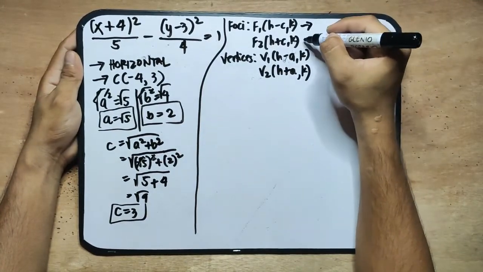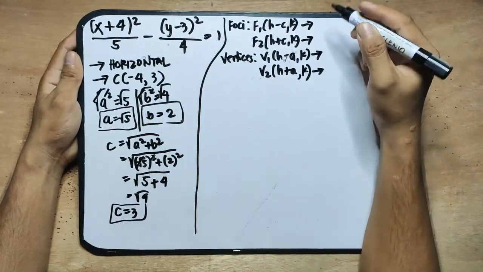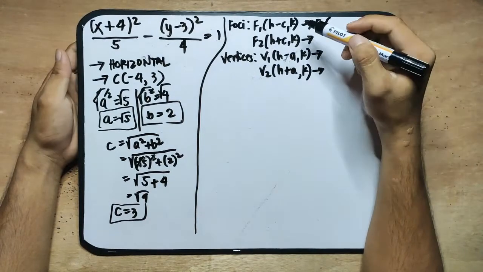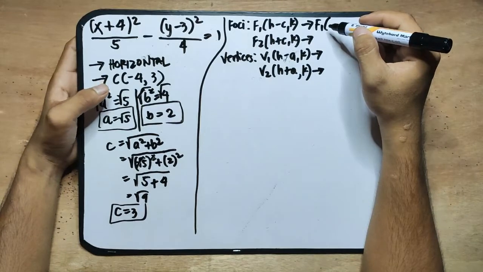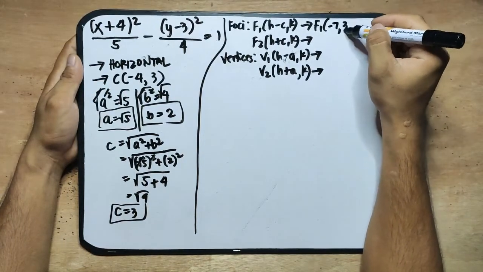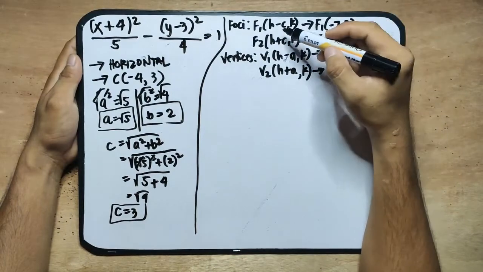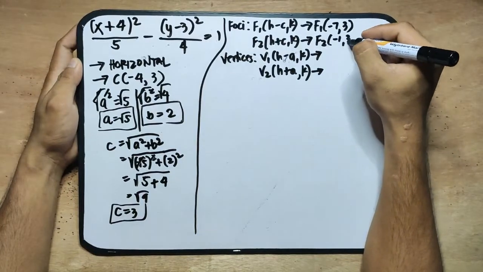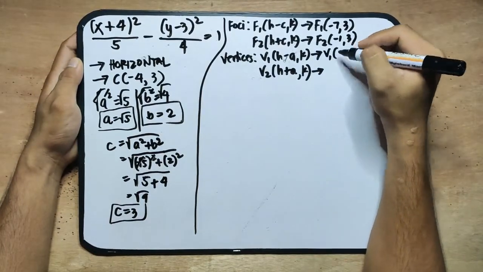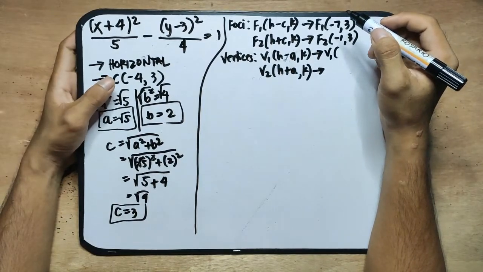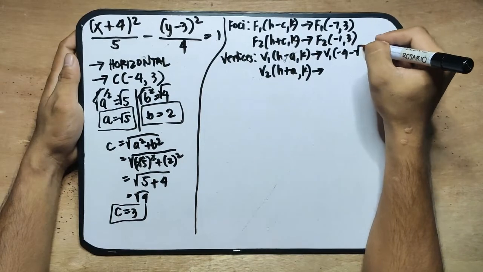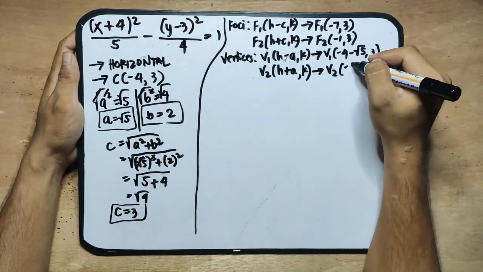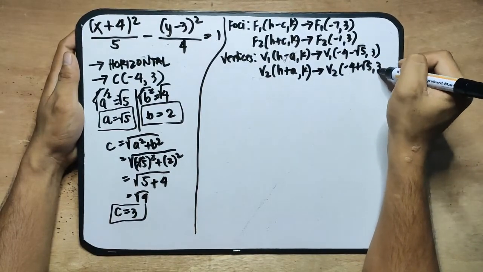So substituting h, c, and k, h, a, c, and k here, we have our first focus, h is negative 4. Negative 4 minus 3 is negative 7. K is 3. Our second focus, we have h is negative 4 plus c. Negative 4 plus 3 is negative 1. And the value of k is 3. Our first vertex, we have h minus a. So negative 4 minus square root of 5. And the value of k is 3. Our second vertex, we have negative 4 plus square root of 5 and positive 3.